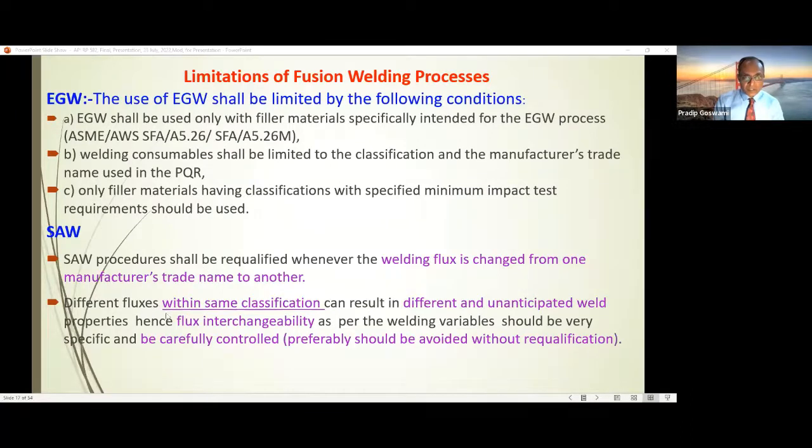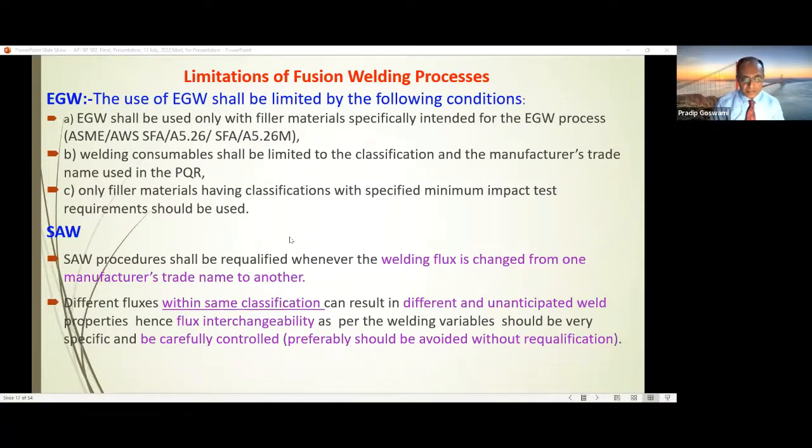Now, again, the next clause tells that different fluxes with the same classification can result in different and unanticipated weld properties. Hence, the flux interchangeability as per the welding variables should be very specific and shall be carefully controlled. Preferably, it should be avoided without requalification. The interpretation of this clause is that you know very well, ASME or AWS has a wear flux classification.